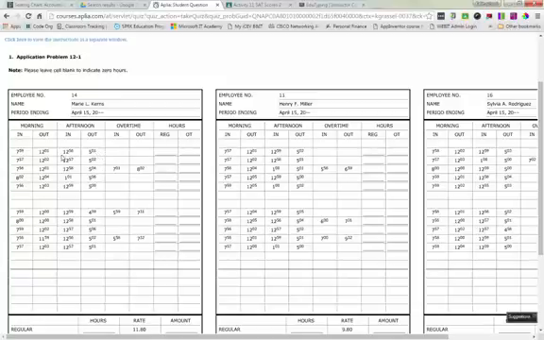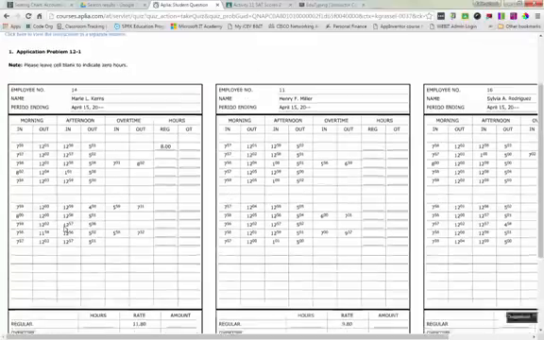So how many hours did employee number 14 work in the afternoon? 4. So how many total hours did they work? 8. Regular or overtime? Regular. So I'm going to put an 8 here. Please note right here, please leave cell blank to indicate 0 hours. So do not put a 0 here for overtime. Yes, Evan. I think it's just the way it's appearing.